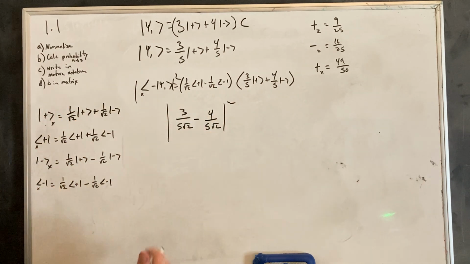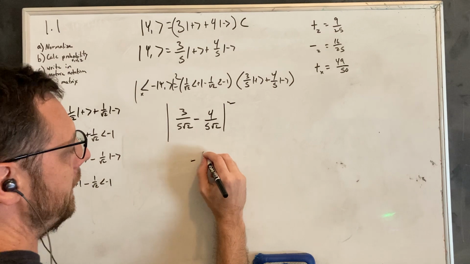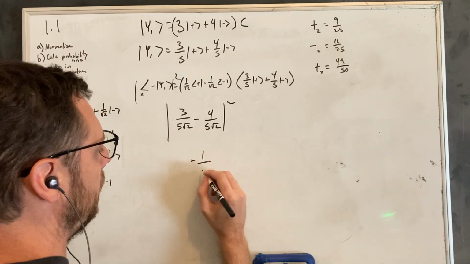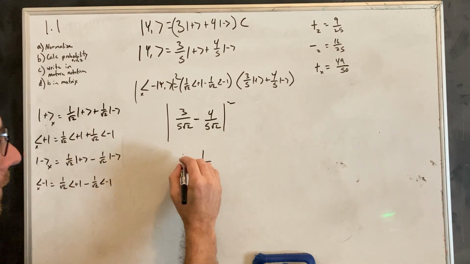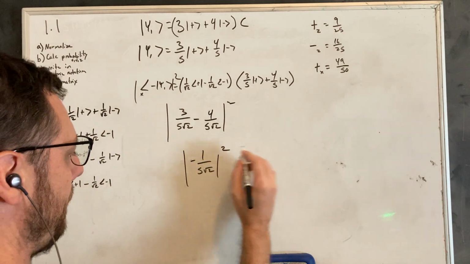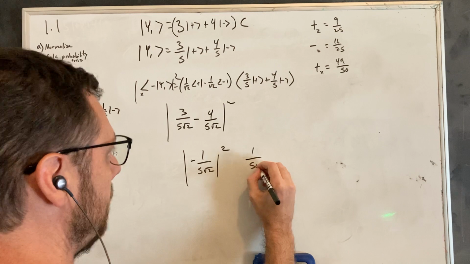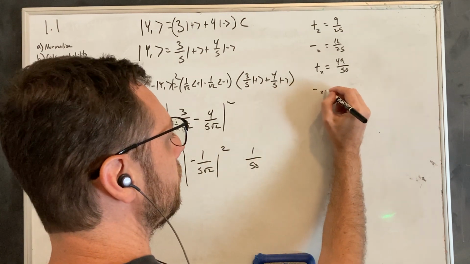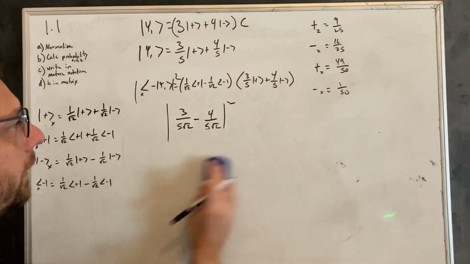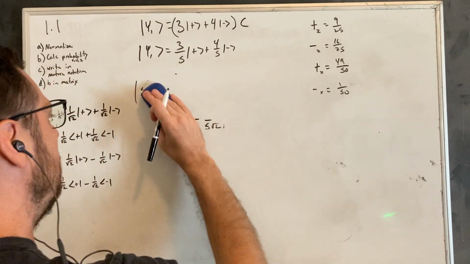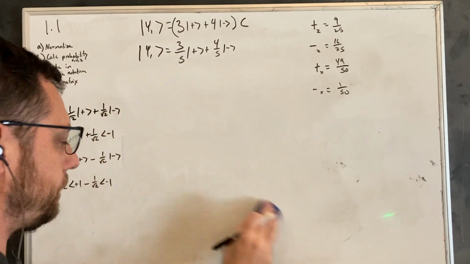So 3 minus 4 is going to be negative 1, so we'll have negative 1 over 5 root 2. It's going to be squared, so the negative is going to drop out. It's going to be 1 over 50. So our minus in our x direction is going to be 1 over 50. All right, did that. Now for the y direction.